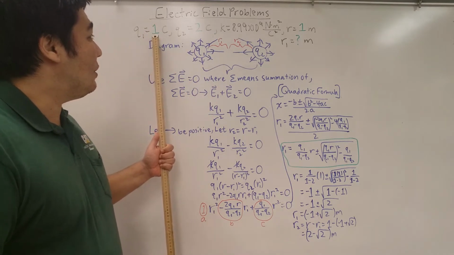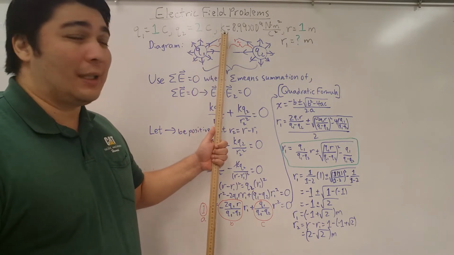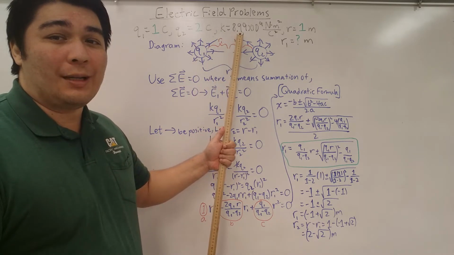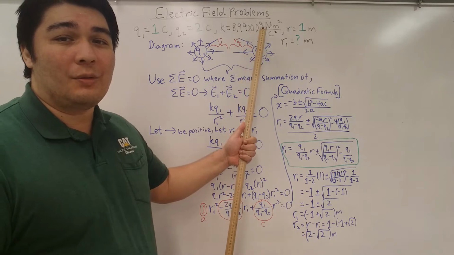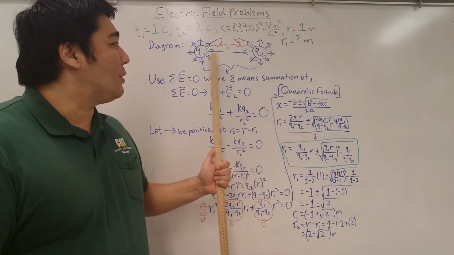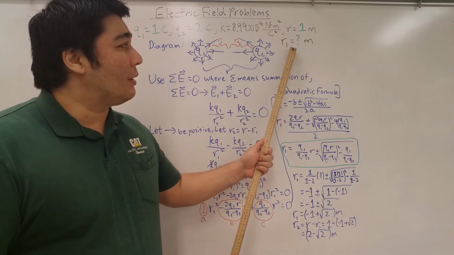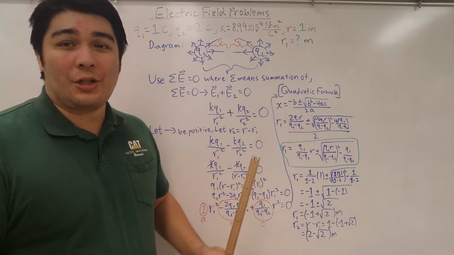In that one, Q1 is 1 coulomb, Q2 is 2 coulombs. We have our electric constant K of 8.99 times 10 to the 9th newton meters squared per coulomb squared. Our total distance between the two charges is 1 meter. And so really what we're looking for is R1 is question mark meters.